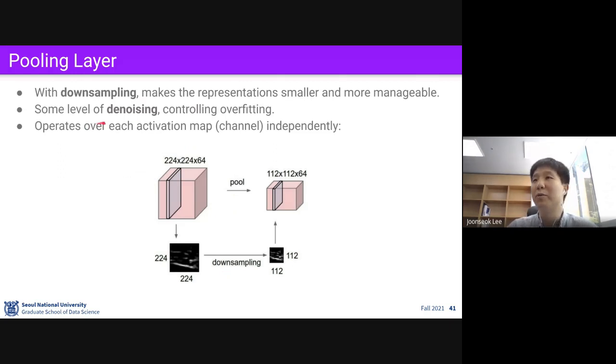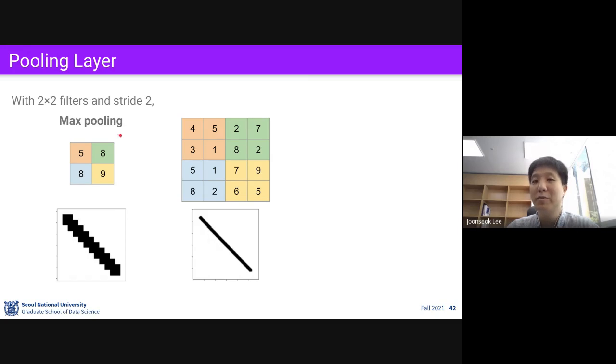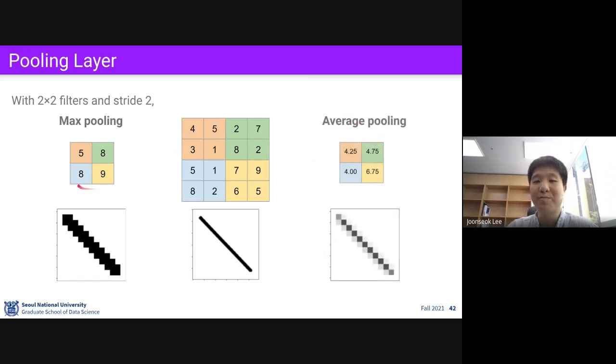This has some effect of denoising, because some pixels may be noisy when we take pictures using a camera. When we do this kind of downsampling, those pixels are smoothed with the neighboring pixels. So we also have some effect of denoising. This is really simple. In this example with 2x2 filters and stride 2, we operate on these 4 pixels in orange, and the next one with stride 2 is applied to the green, and then blue and yellow. We may apply max pooling, which takes the largest value among them, or we may take the average among those.